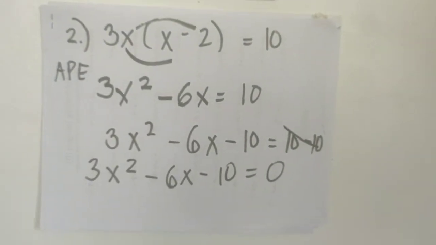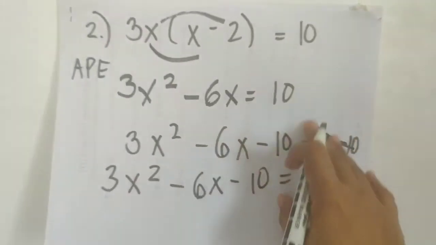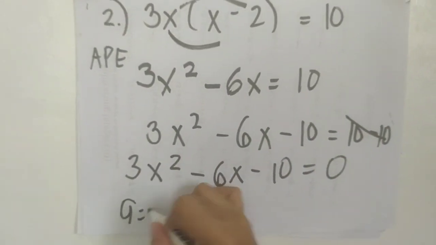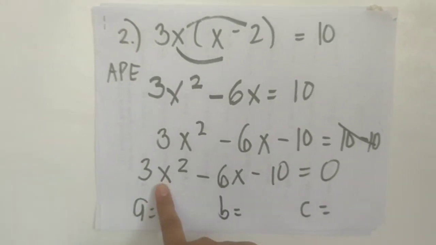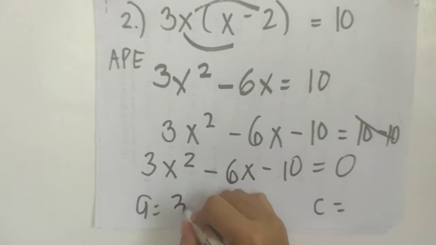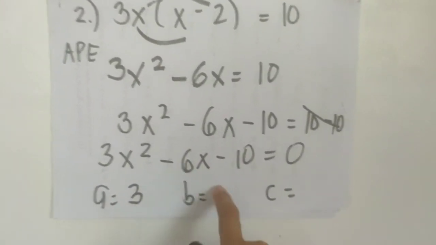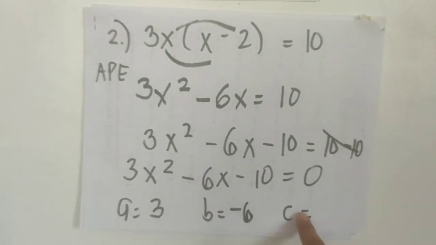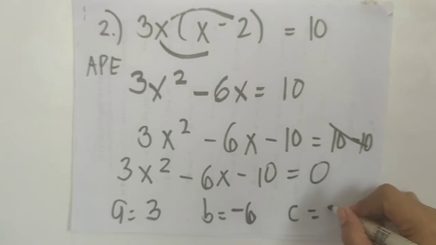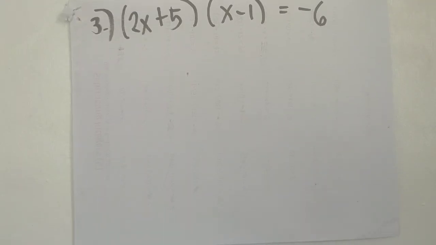Since may standard form na, we can now get the values of A, B, and C. So, yung A natin manggagaling sa first term, which is 3. Yung B manggagaling sa second term, kasama tong negative. So, we have negative 6. And then lastly, ang C natin is negative 10. Okay? Okay. So, example number 3.